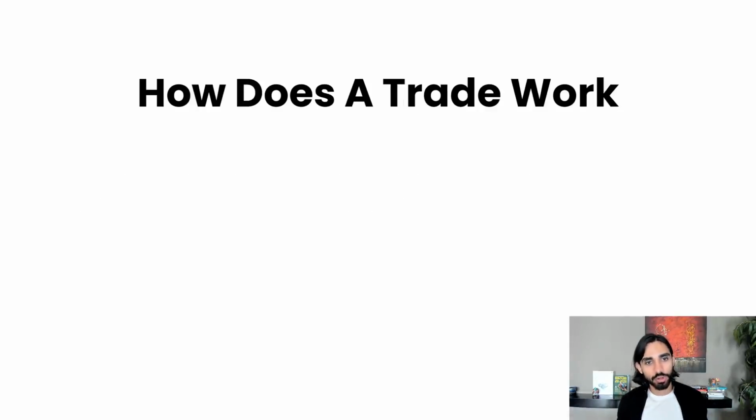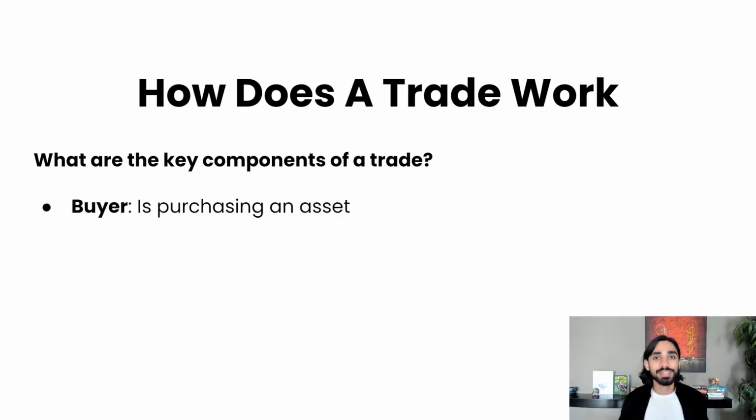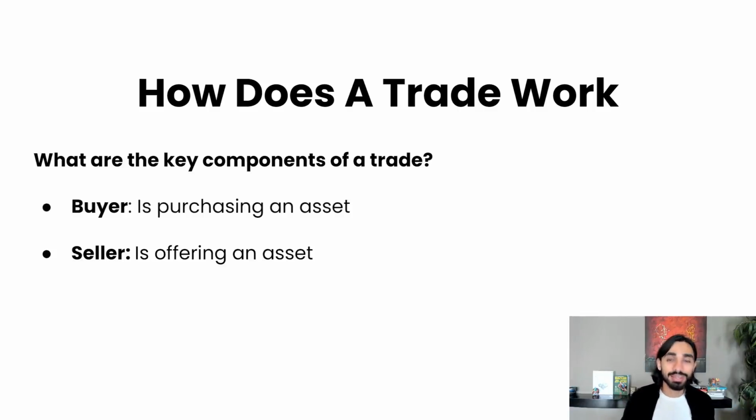In the previous lessons, we've gone over how a trade works. Now we're going to reinforce the definitions and go over it with a specific example. What are key components of a trade? A trade always has to have a buyer. This is someone purchasing an asset, something like Bitcoin or Ethereum. A seller is someone offering an asset. Now this is someone offering Bitcoin or Ethereum.